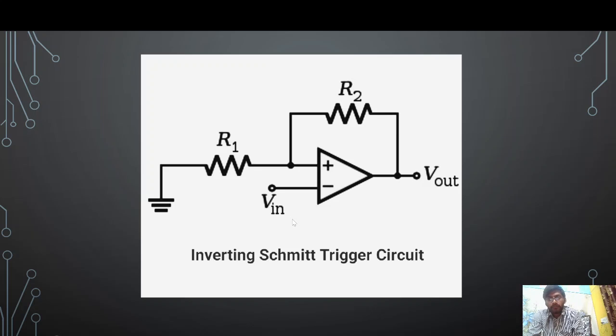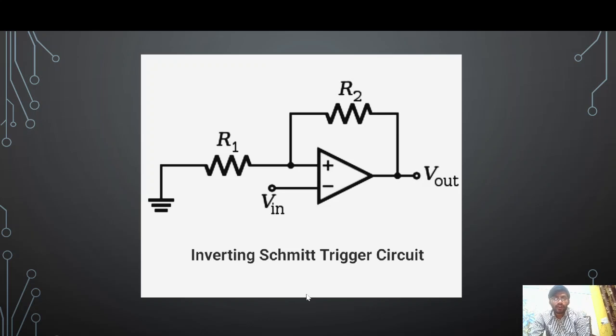Here the input is applied at the inverting terminal, and there is a positive feedback from the output to the input side. Now let's understand how this circuit will work as an inverting Schmitt trigger. Let us assume the voltage at this non-inverting terminal as V plus. When V in is greater than V plus, at that time our output will become low voltage. Whenever V in is less than V plus, at that time our output will be high.